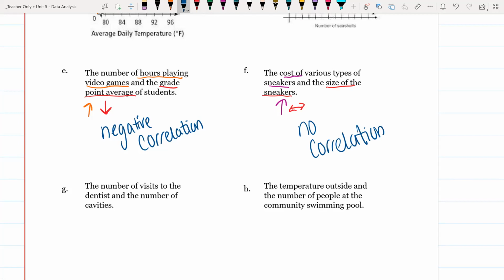All right, so I want you to try G and H on your own, and we'll go over those in class next time I see you, okay? So try G and H on your own.